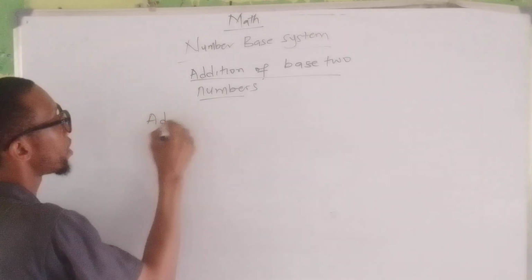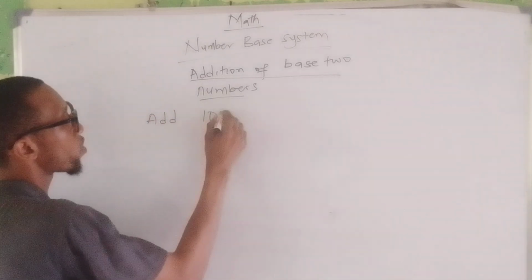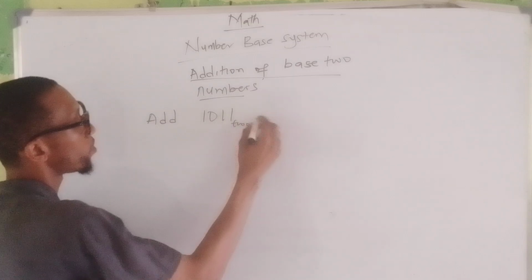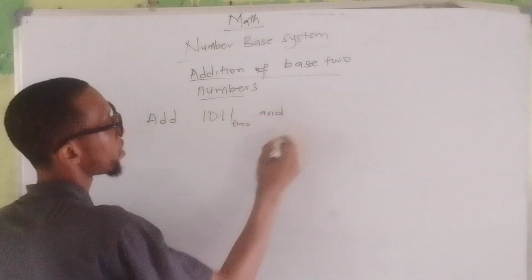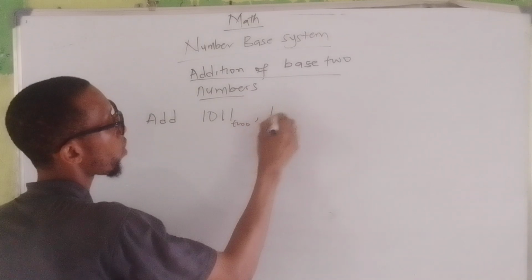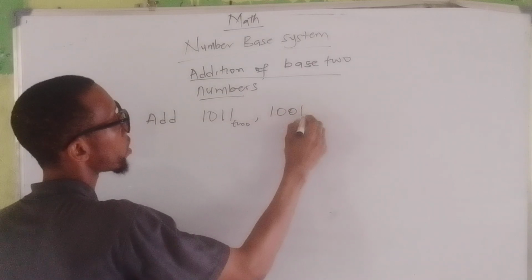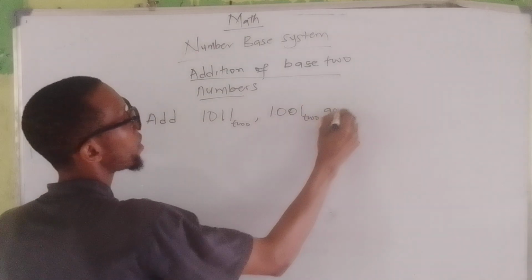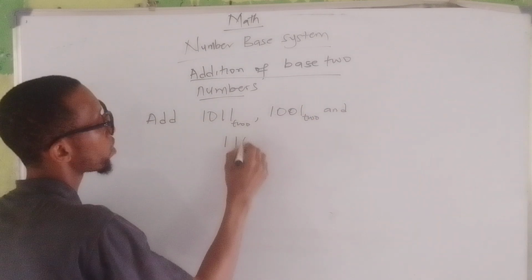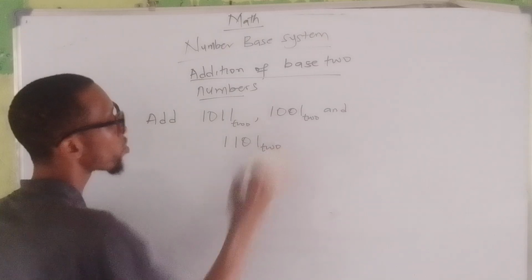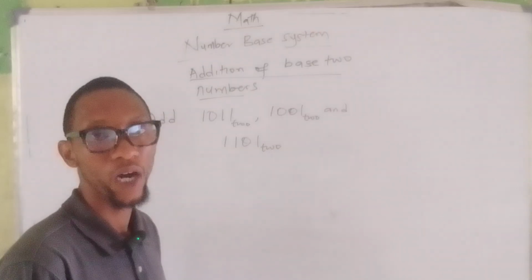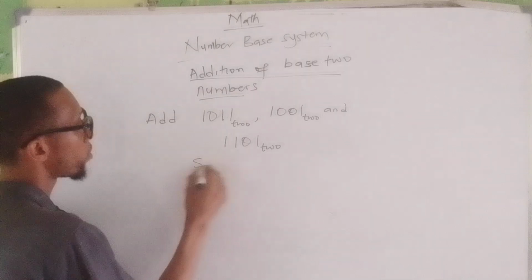I'm asked to add 1, 0, 1, 1 in base 2 and 1, 0, 0, 1 in base 2 and 1, 1, 0, 1 in base 2. I want to make it longer so we can interact and know how it is. So, solution.